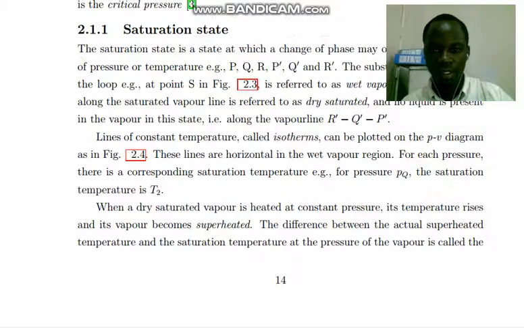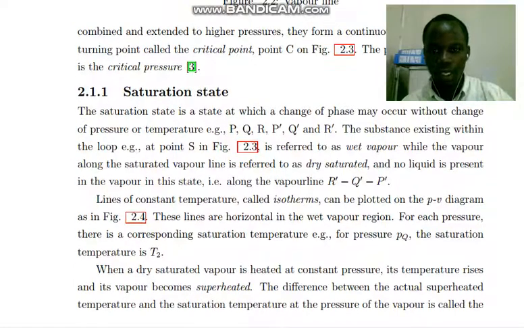So that point S is referred to as the wet vapor, while the vapor along the saturated vapor line is called the dry saturated vapor, and no liquid is present in the vapor in this state, i.e. along the vapor line R prime, Q prime, P prime.